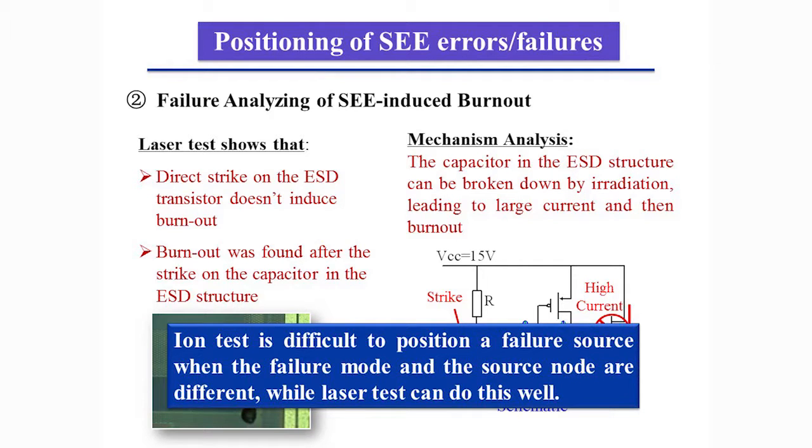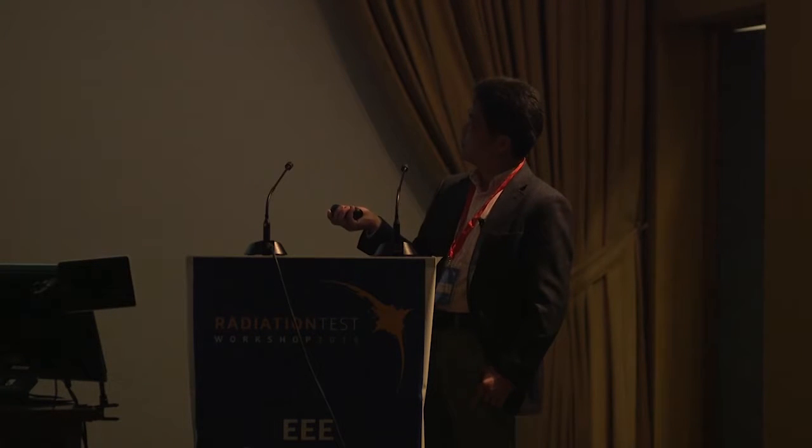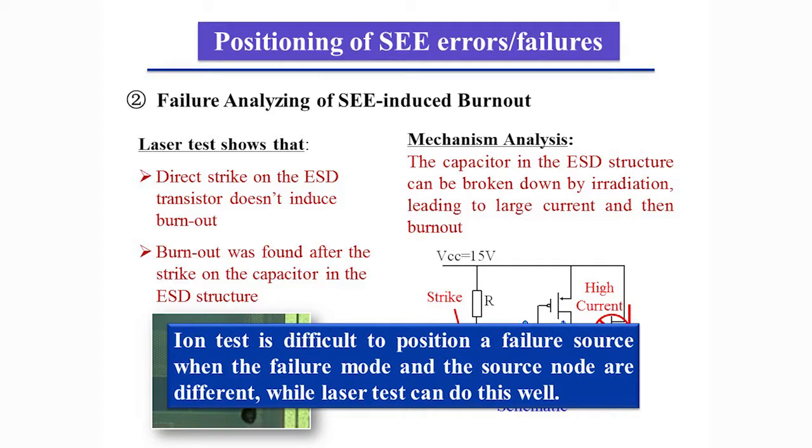However, when we do the laser test, directly striking the ESD transistor doesn't induce burnout. Burnout was found after striking the capacitor in the ESD structure. Here is the circuit. We find that when we strike the capacitor, the result is that the transistor will burn out. So the capacitor is the main reason causing the high current and making the transistor burn out.